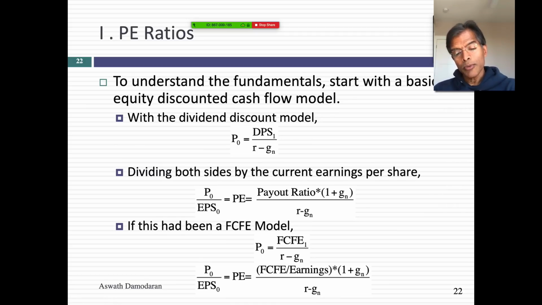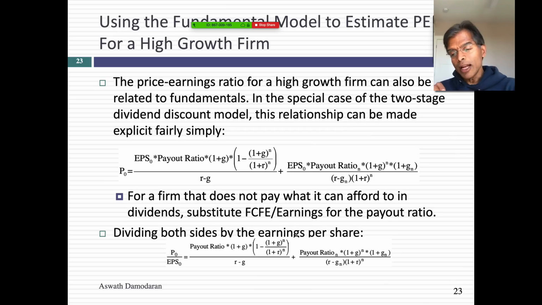High returns on equity will translate to high PE, high risk will translate into low PE, high growth will translate into high PE. I'm going to give you a very simple way you can use this to screen for stocks, but before I do that, let me expand on this equation. The equation I just showed you is a very simplistic equation.